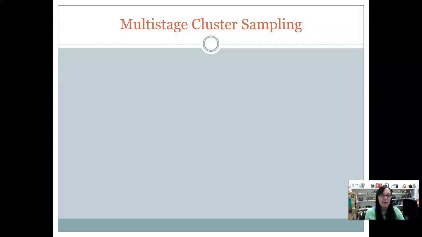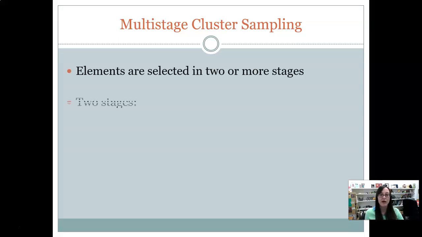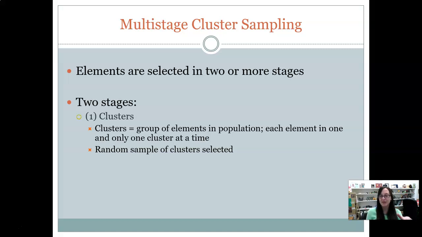So multistage cluster sampling is basically what it sounds like, where you choose things in two or more stages. You have at least two stages, it could be more. Essentially, there are two steps you would take to get your sample. And the first stage is to figure out your clusters.